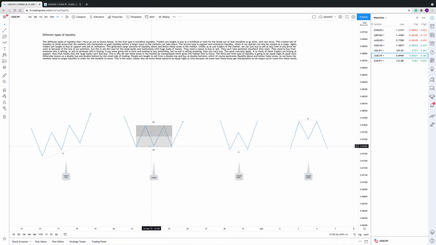So what we usually see from this so-called support is a grab of liquidity before price then reverses, then taking liquidity from this resistance or buy side liquidity before reversing again. So it's not uncommon to see that on the charts. It happens all the time.